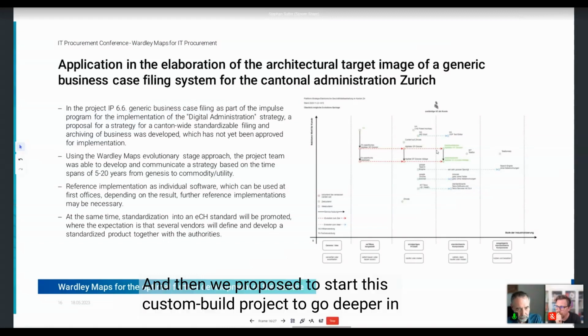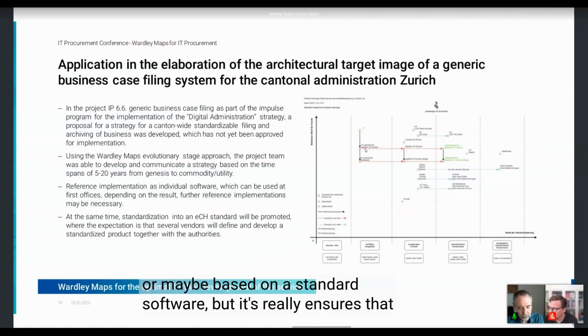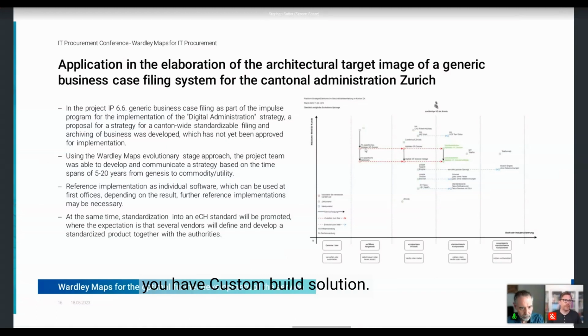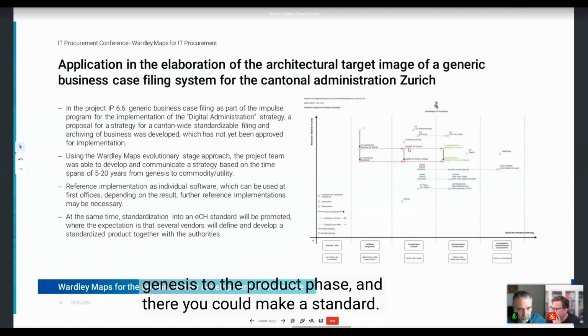And then we propose to start with custom build project to go deeper in the use cases and make a custom build project with individual software, or maybe based on a standard software, but which really ensures that you have a custom built solution. And once you learn how this works, then you go from the genesis to the product phase. And there you could make a standard.